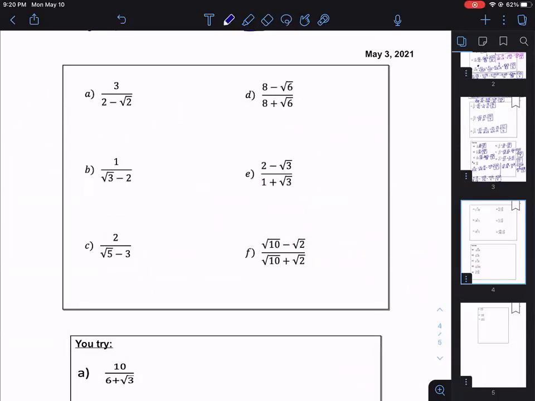So I'm going to go through these examples for you. I'm going to try to do them at a somewhat decent speed so I can give you guys some time to try. So let's kind of see how we feel as we go.